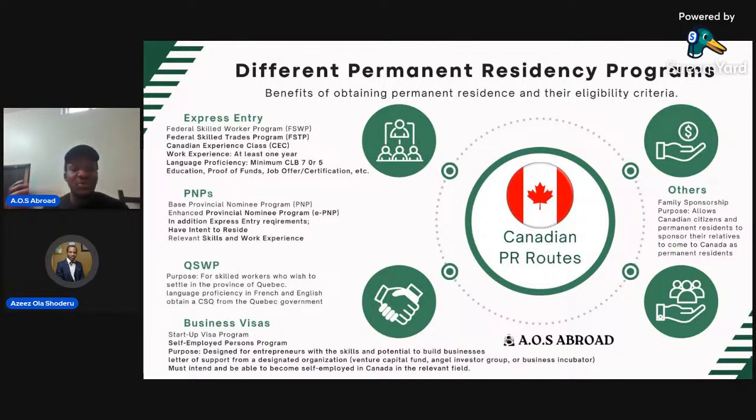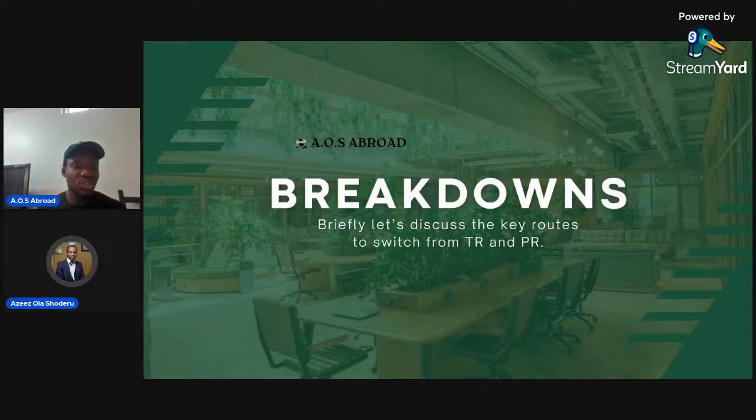Now, there are other programs apart from the four we mentioned, which are the family sponsorship programs, which basically allow Canadian citizens and permanent residents to sponsor their relatives to come to Canada as permanent residents. So if you have a family member in Canada, they can actually sponsor you through what we know as the family sponsorship program.